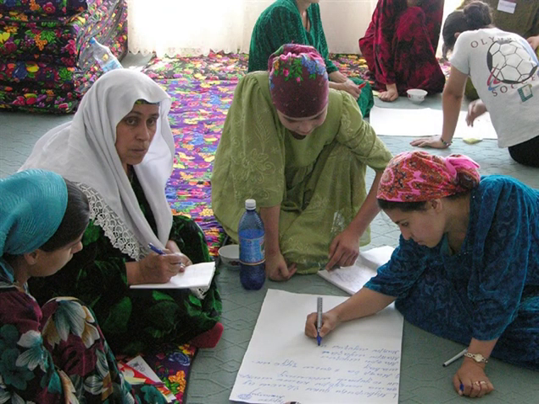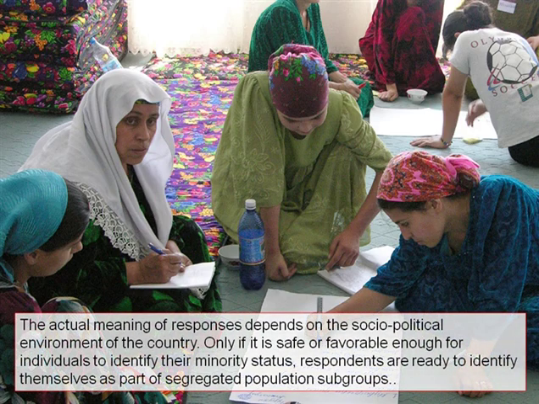Given the difficult interpretation of the concepts and their political and cultural connotation, it may be difficult to identify the actual meaning of respondents' answers to questions related to ethnic origin. In particular, persons belonging to segregated population subgroups may not wish to be identified as members of such groups because of the stigma attached to them. These personal perceptions may change over time, often depending on whether or not the socio-political environment of the country is safe or favourable enough for individuals to identify their minority status.